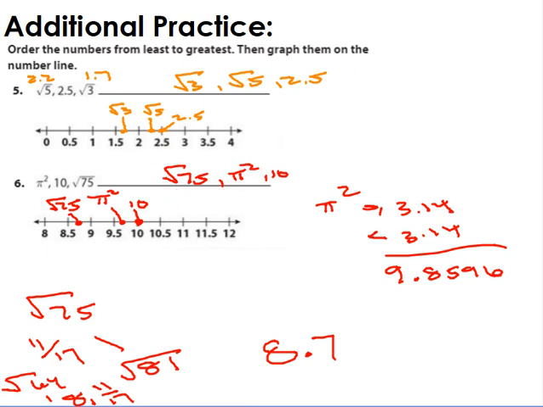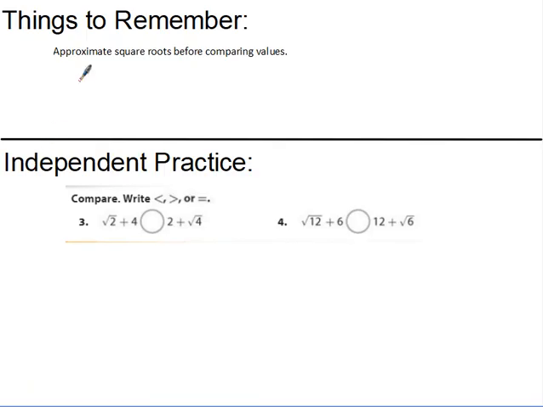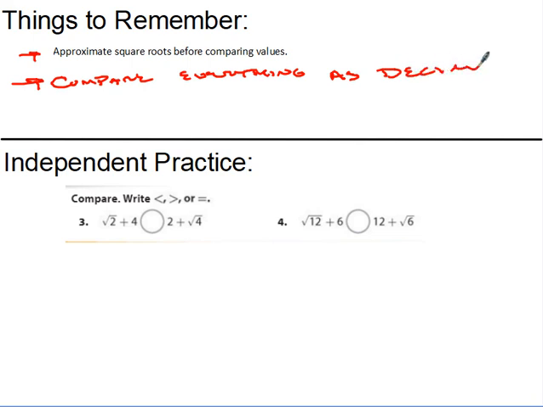Okay. Now, approximate square roots, things to remember. We want to approximate the square roots before comparing values. So we also want to remember to always compare everything as decimals. Even fractions, let's convert everything to decimals. Okay, it's nice and easy to compare.